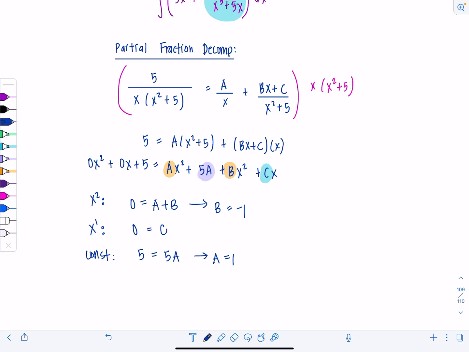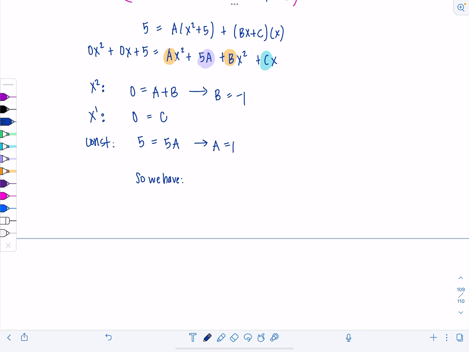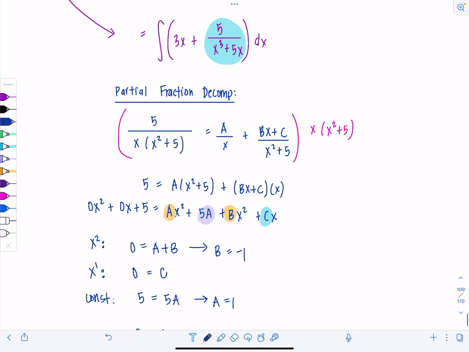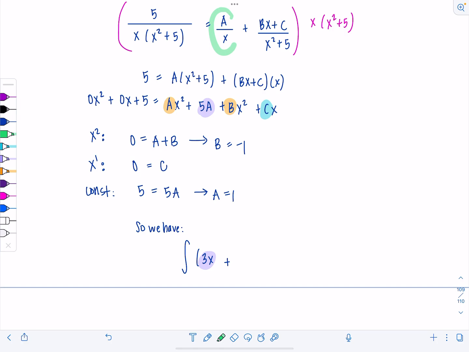Okay, so now we can rewrite everything using the partial fraction decomposition. So what does that give us now? We have, remember that 3x from earlier? It was so happily minding its business, okay? So bring that 3x down, and then we have plus, A is 1. So you have A over x, that's going to be 1 over x. And then B is negative 1, so I'm going to write that as minus 1 times x over x squared plus 5, and then dx.